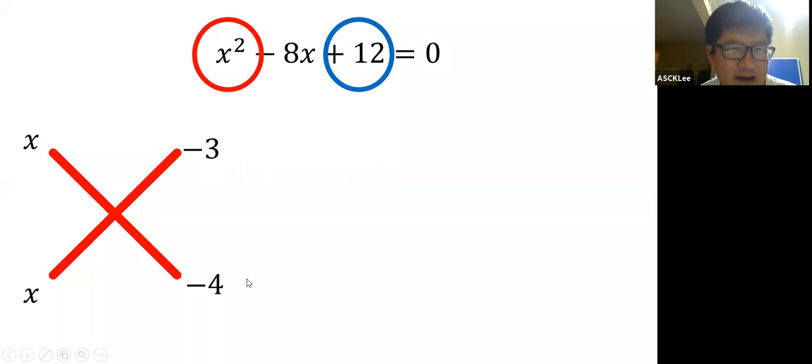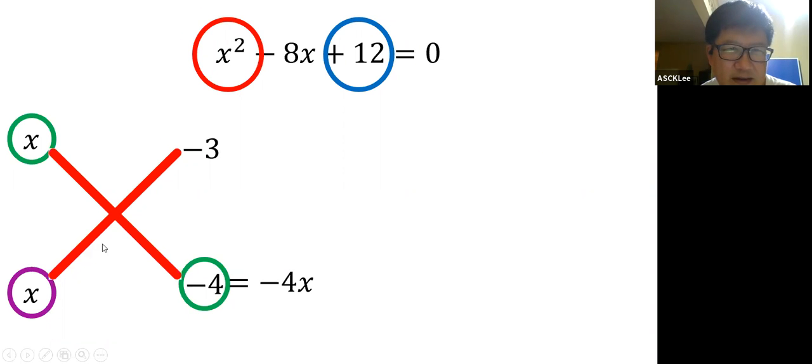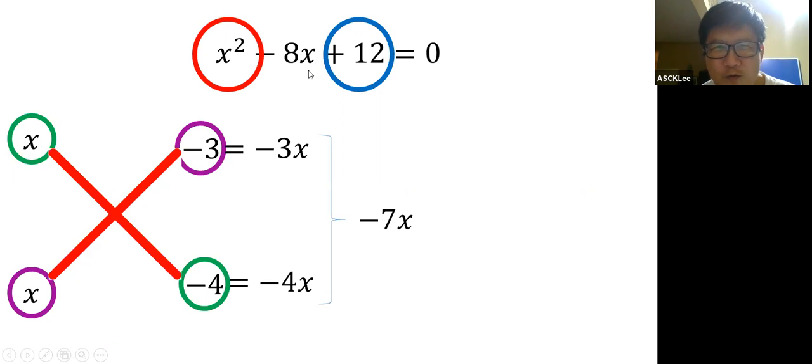And let's multiply it diagonally. So x times minus 4 is minus 4x, and x times minus 3 is minus 3x. But when you total it up, you will see that you miss minus 8x. It's minus 7x, right? Which means that you've not arrived at your factors yet, so you have to try again, with a different set of two negative numbers.